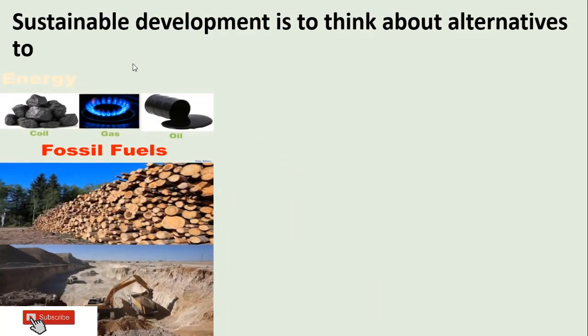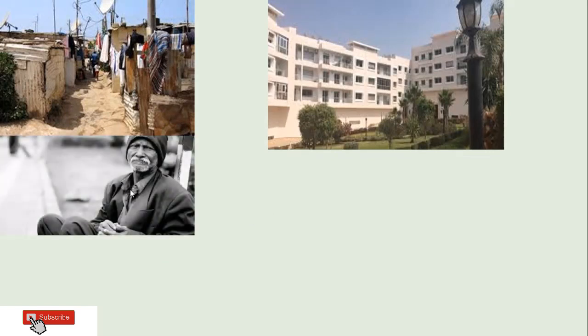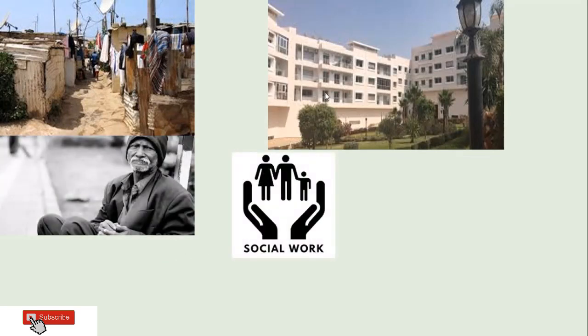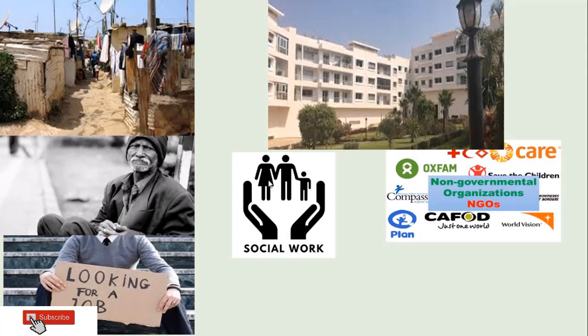Okay, to solve these problems we have to think about alternatives, بدائل. For example, for fossil fuels and wood and phosphates and other natural resources, we have to think about what? Renewable energy. Renewable, طاقات متجددة. Okay? So for social problems, we have to think about better housing. We have to house people in very decent houses. خصنا نوفروا لهم سكن لائق. And for poverty, we have to encourage social work and voluntary work.